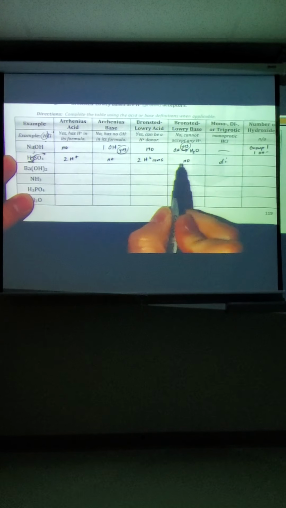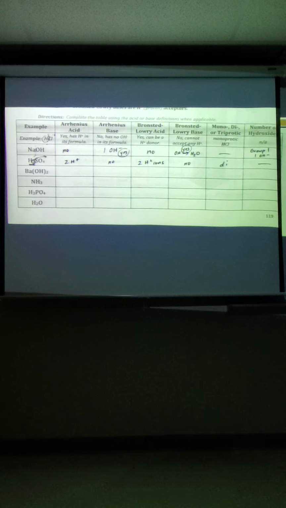And can it accept any more H's? Well, sulfate can only hold 2, and it already had 2, so again, no. So almost always you're going to see no and no for base definitions, just like no and no for acid definitions as you see those. Again, it doesn't have a hydroxide, so that does not apply.